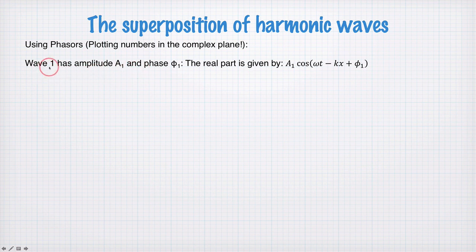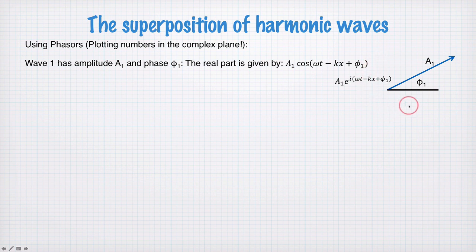For example, imagine we have a wave 1 which has amplitude A1 and phase phi1. So the real part is given by A1 cos(omega t minus kx plus phi1). If we plotted the wave as a function of time and space on a graph or in animation, this is the function we would use. But we can represent it in the complex plane, where this is the real direction and this is the imaginary direction, where it has some amplitude, some stick length, A1, and some angle, phi1.